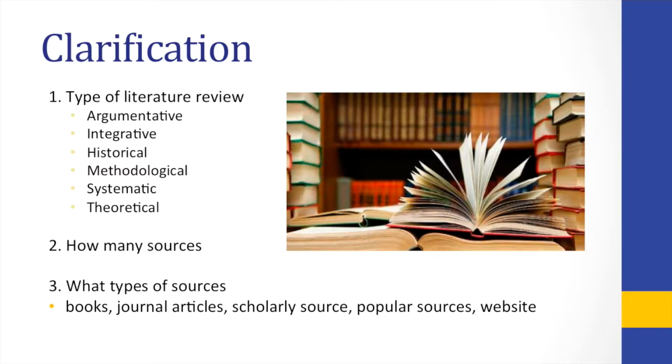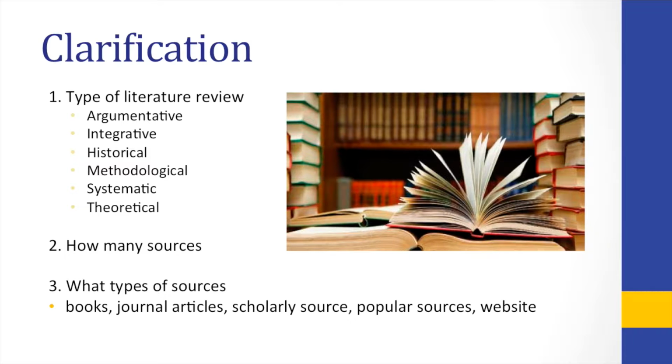Before you start writing a literature review, you should know the exact expectations and requirements for the literature review assignment. The expectations are different according to courses and instructors. First, you should clarify what type of literature review you should do. There are various types of literature review: argumentative, integrative, historical, methodological, systematic, and theoretical literature review.